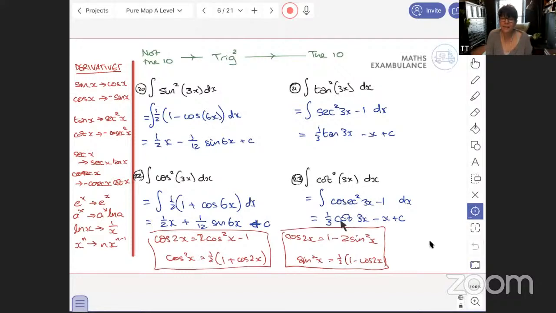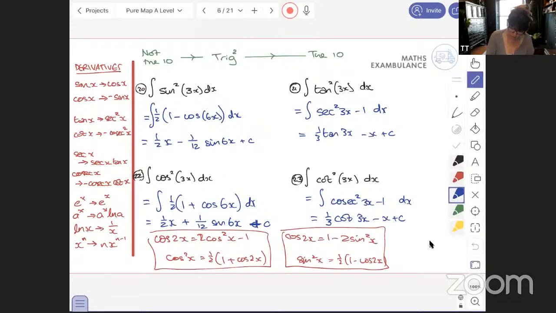Good point, Katie. It would be minus. Absolutely agree. If you differentiate cot, you get minus cosec squared. I didn't compensate for that. I need to put a minus on. Very, very good spot.